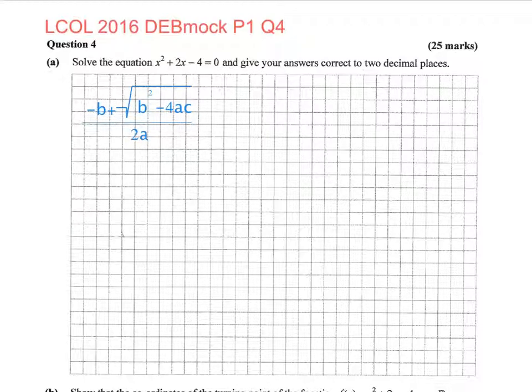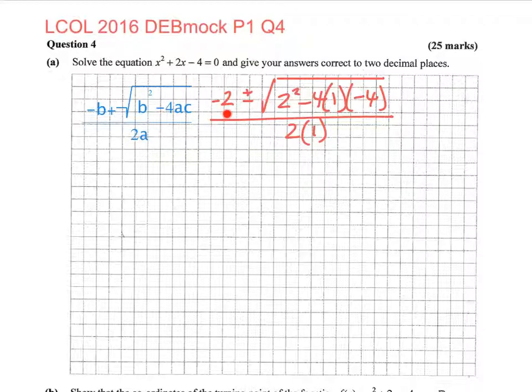So our values of a, b and c refer to the coefficients of the x squared, of the x term, and the number on the end. So a is 1, b is 2, c is minus 4. And I substitute those numbers into this formula. So minus b plus or minus the square root of b squared minus 4ac.